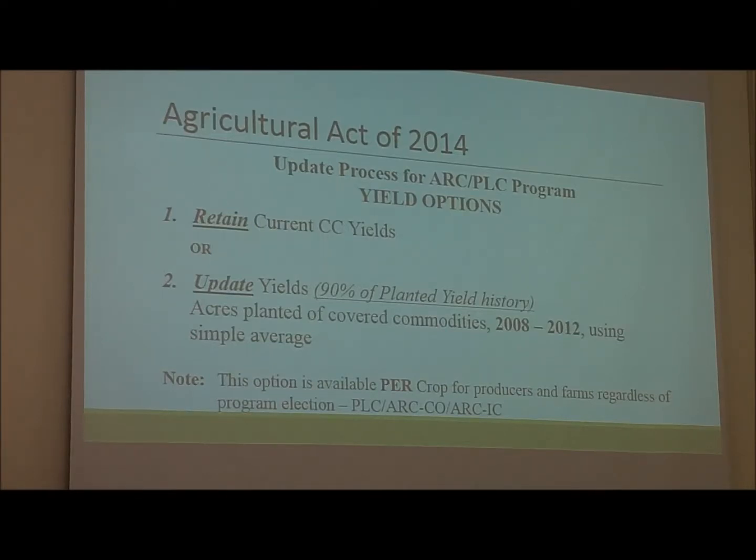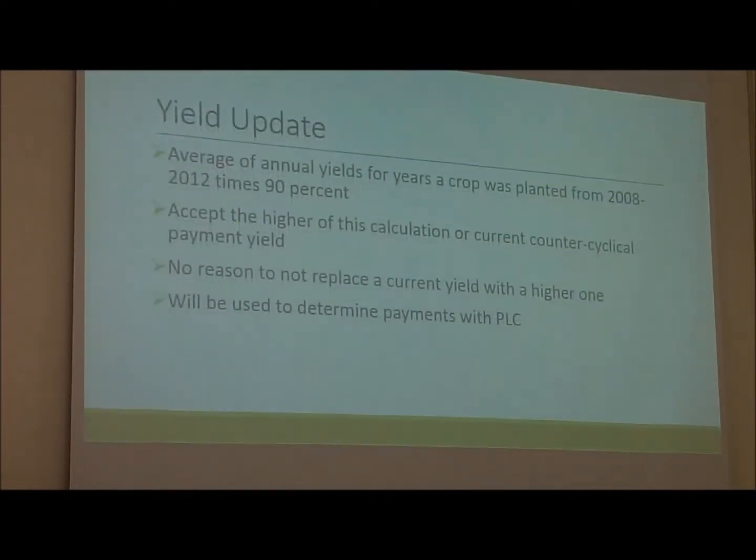You do it by crop, by farm unit. So you might be able to update the yield of a given crop on one farm serial number and not on another. You have an opportunity to update them all, but you will always get the higher yield. So there's no way you're going to be hurt by updating payment yields. You get 90% of the average yield that you've had over the 2008 through 2012 time frame. '13 doesn't count, and you don't get the full yield, you get 90% of it.